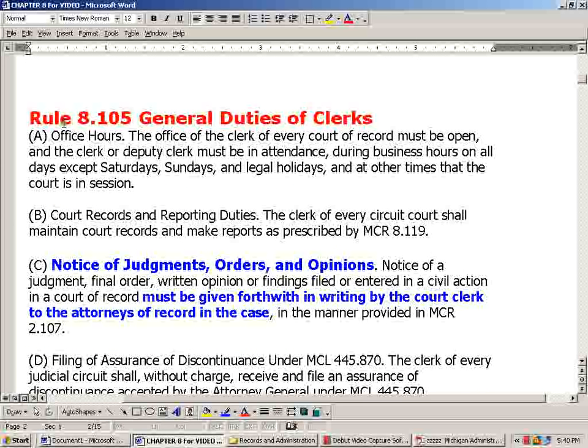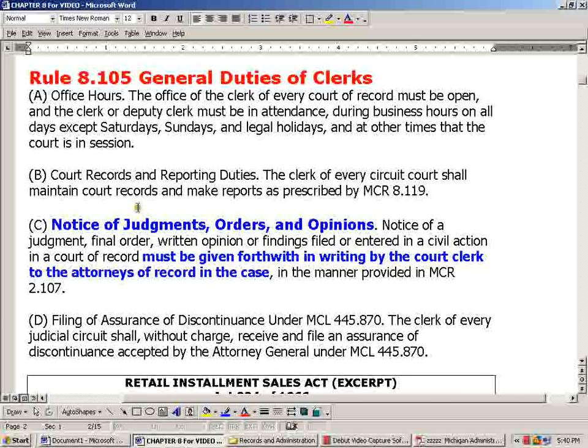Rule 8.105, General Duties of the Clerk. Notice of judgments, orders, and opinions. Notice of all judgments, final orders, written opinions, and findings filed or entered in a civil action in a court of record must be given forthwith in writing by the court clerk to the attorneys of record in the case. Right? So this again is why, if you don't properly appear in the case, you're not going to get the papers. You need to file an appearance.